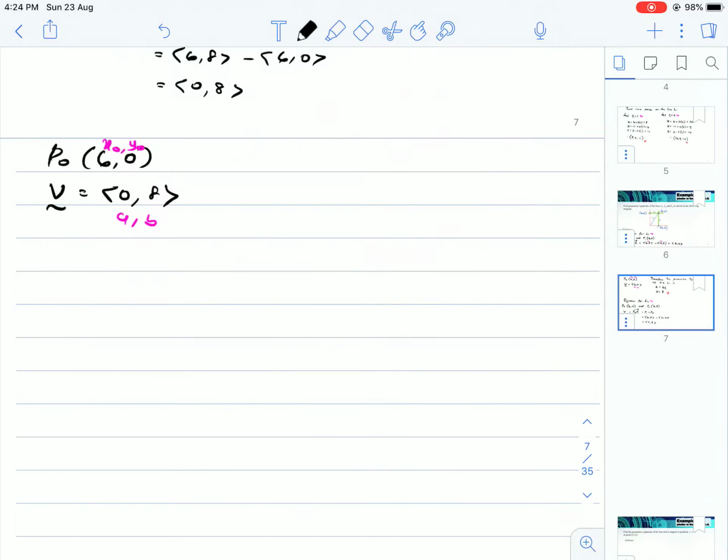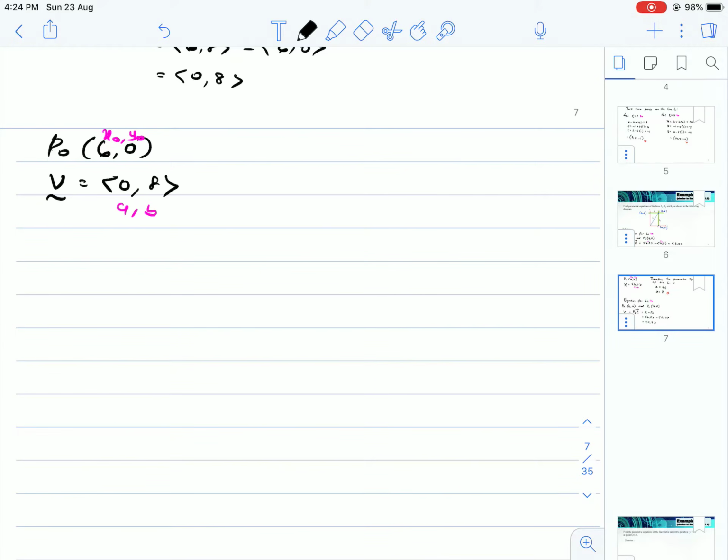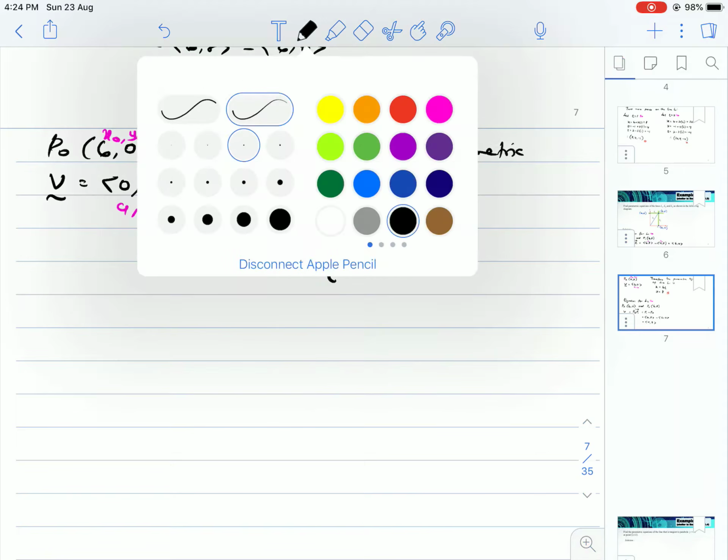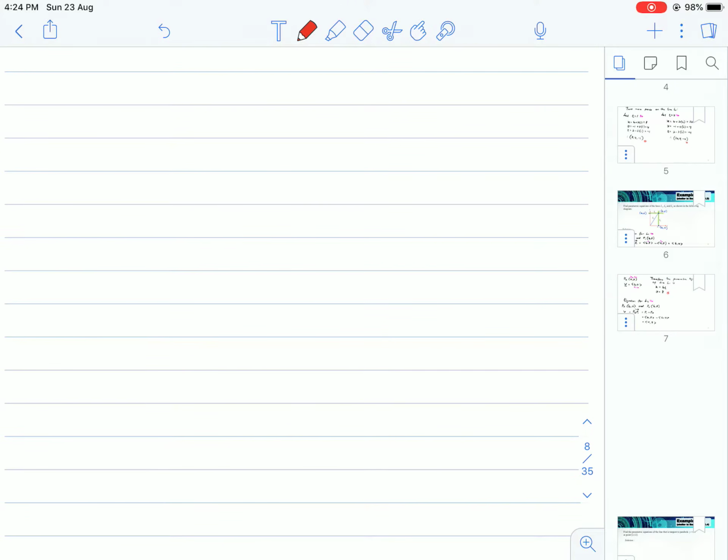Therefore, the parametric equations of L2 are X equals X0 plus At, so equals 6, and then Y equals Y0 plus Bt, so Y0 is 0 and B is 8, so 8t. That's it. That's the answer.